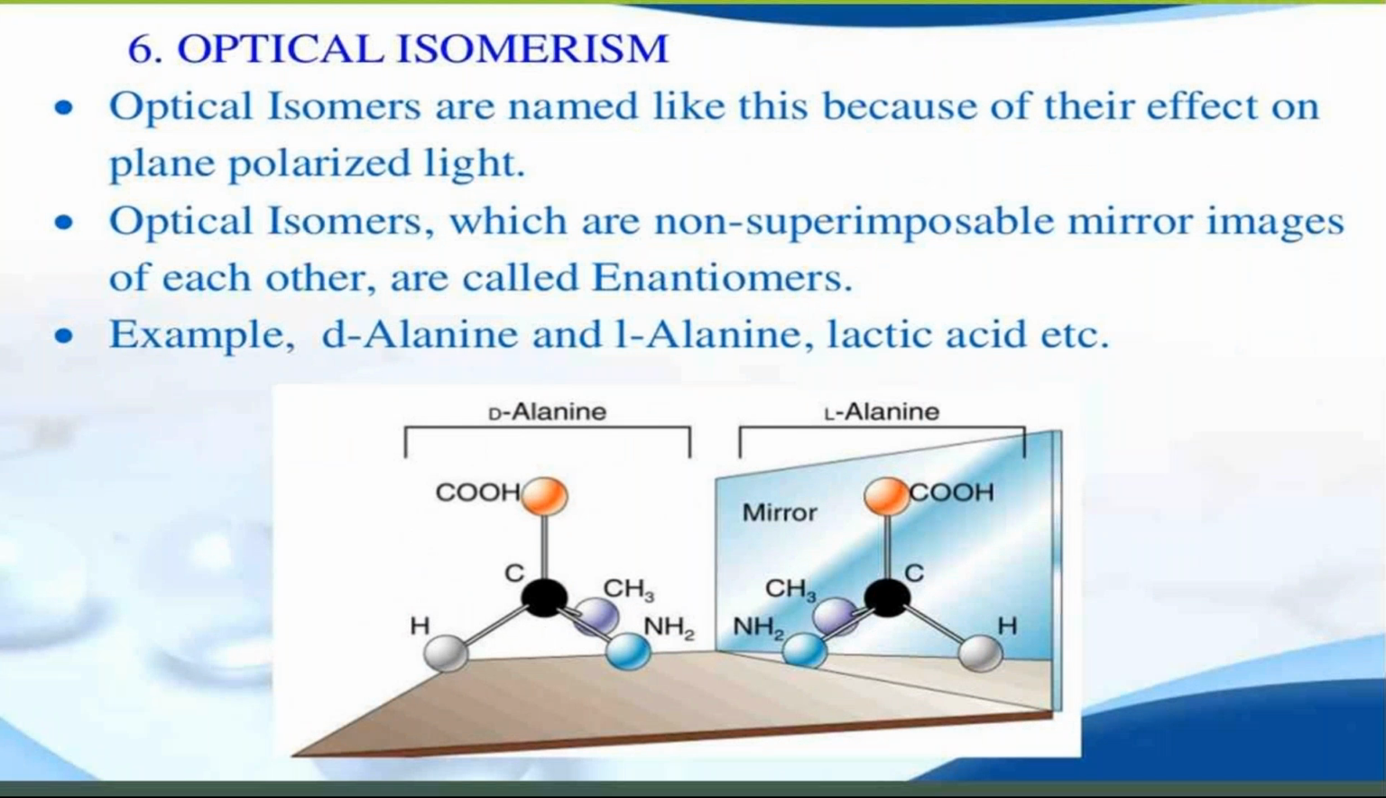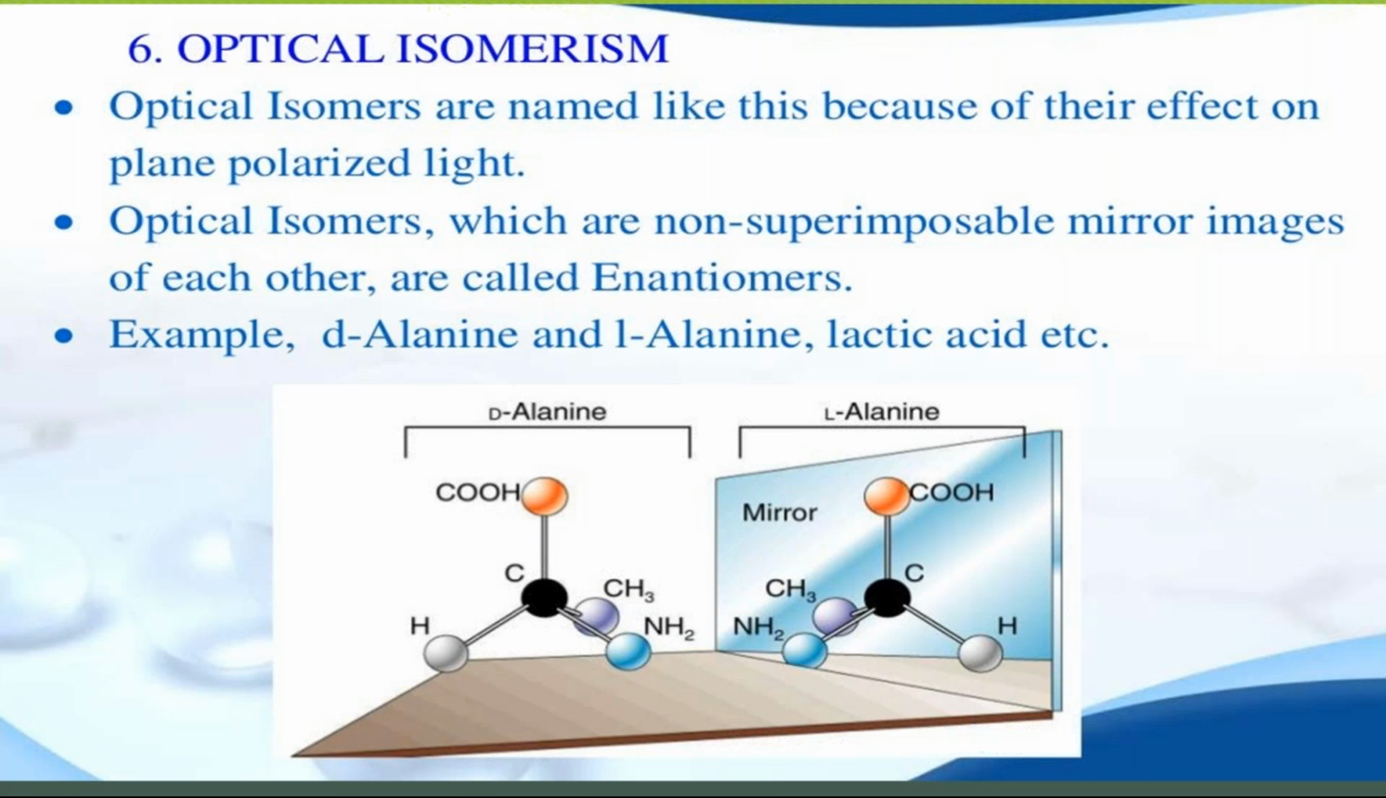So the next is optical isomerism. Optical isomers are named like this because of their effect on plane polarized light. Optical isomerism is a type of stereoisomerism. The outstanding feature of optical isomers is that they have the ability to rotate plane polarized light. This property is often referred to as optical activity.